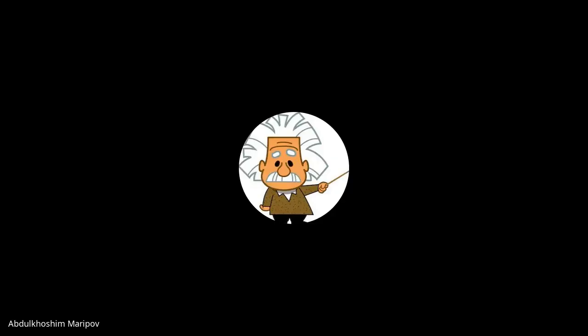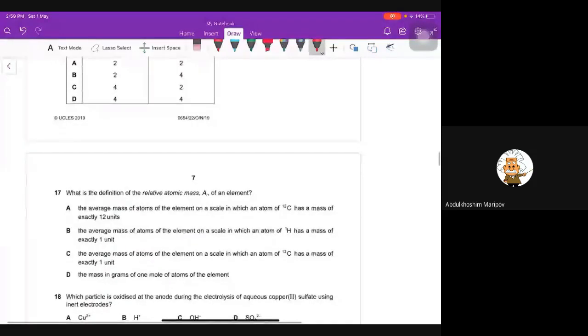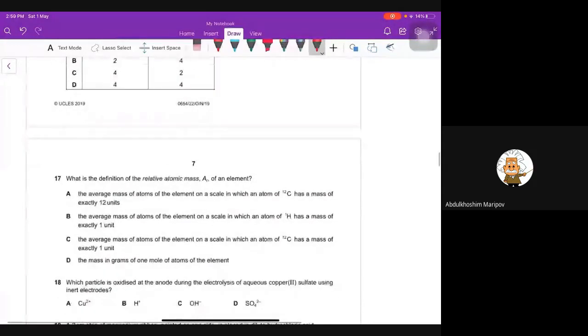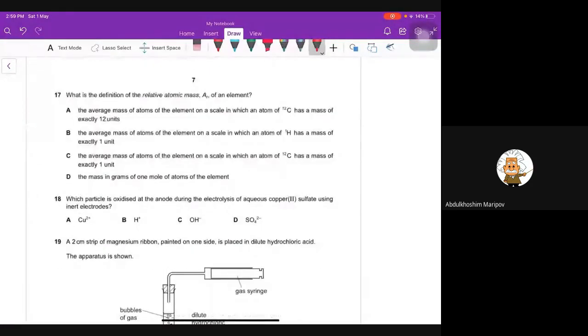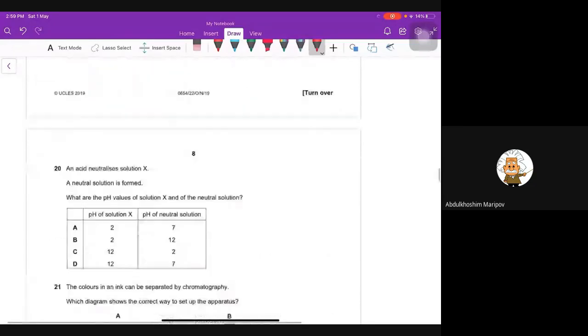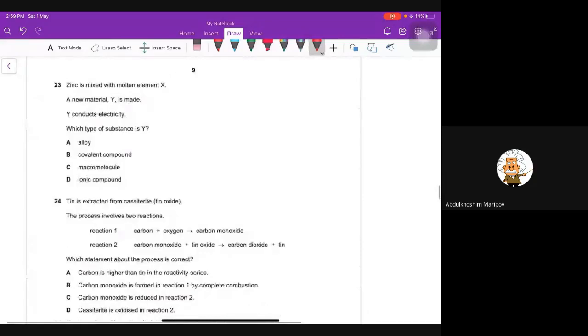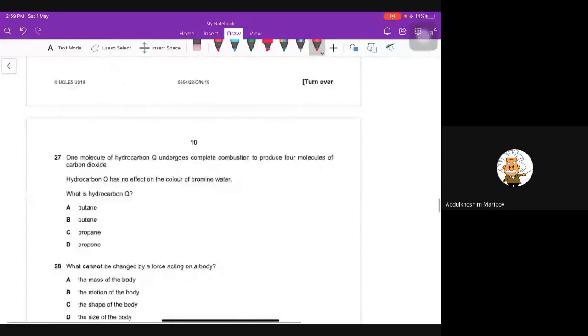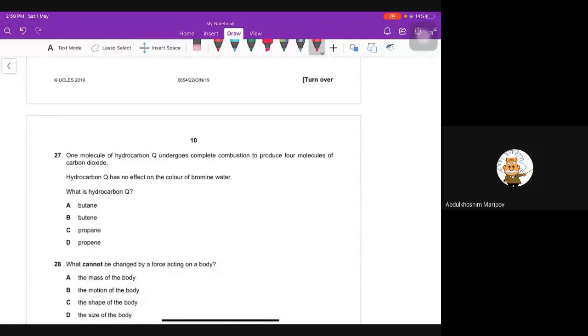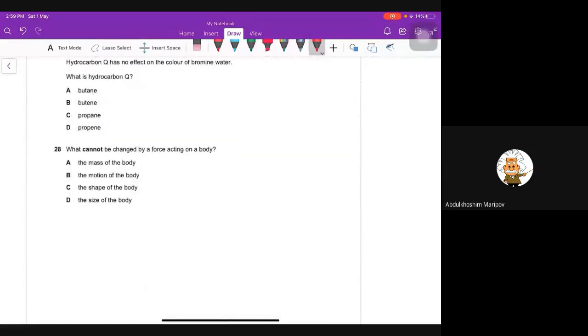Again, you start with biology, then chemistry, and we start on 28, I guess, last time. Let's see this time. Relative atomic mass, and so on. This is chemistry, I guess. Again, periodic table chemistry, mixed chemistry, 27 molecule hydrocarbon chemistry. Okay, 28 again. We start with physics.